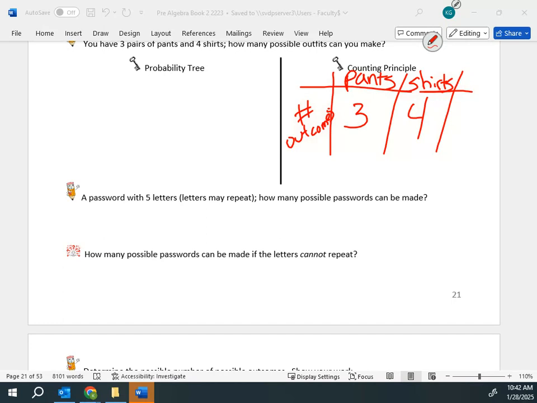I'm not telling you to do this to do more work. I'm telling you this because I know what kids make the mistakes on the most. And I want you to learn from other people's past mistakes so we don't make those mistakes. Make your table, label each event, and then under each event you put how many outcomes for that event. And then we remember whatever events we have, we multiply those outcomes together. 3 times 4 gives us our 12 outfits.